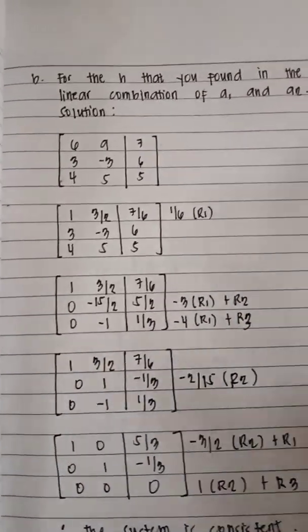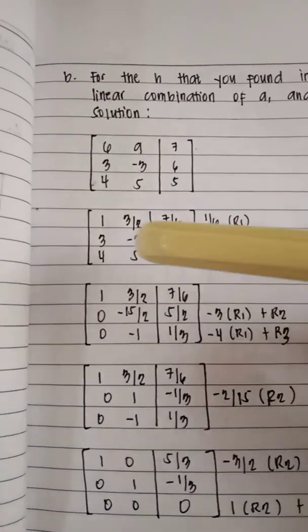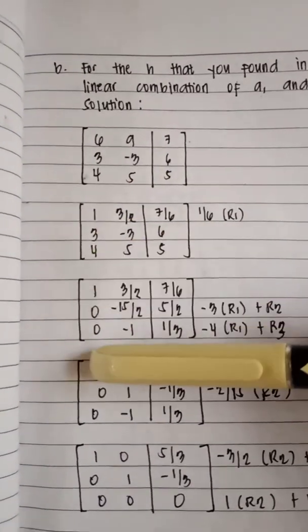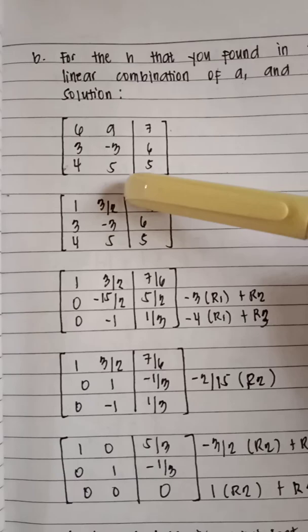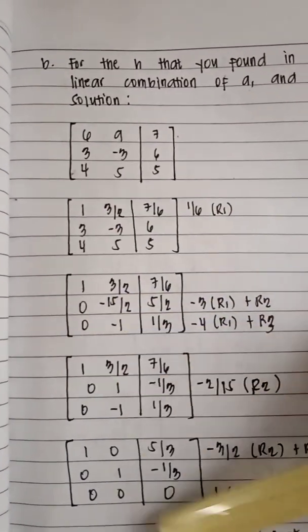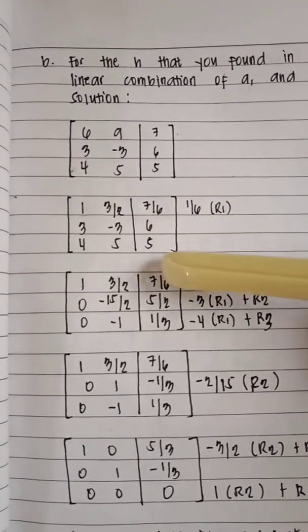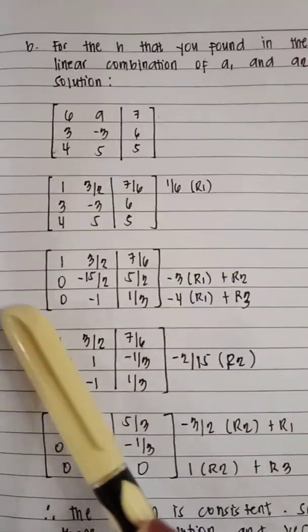In R3, negative 4 times 1 plus 4 is equals to 0. Negative 4 times 3 over 2 plus 5 is equals to negative 1. Negative 4 times 7 over 6 plus 5 is equals to 1 over 3.